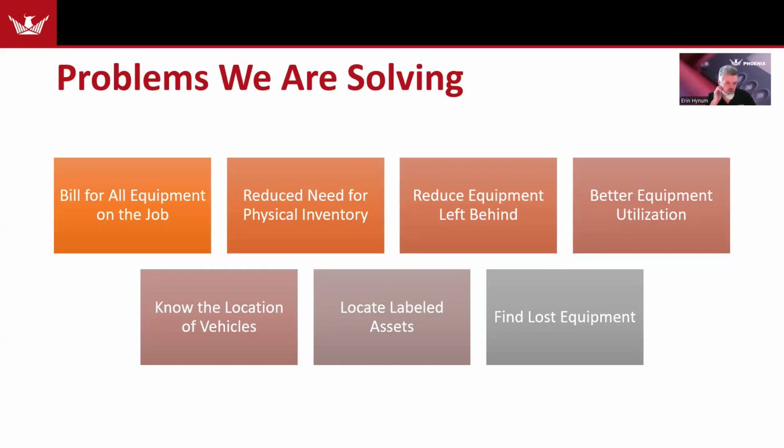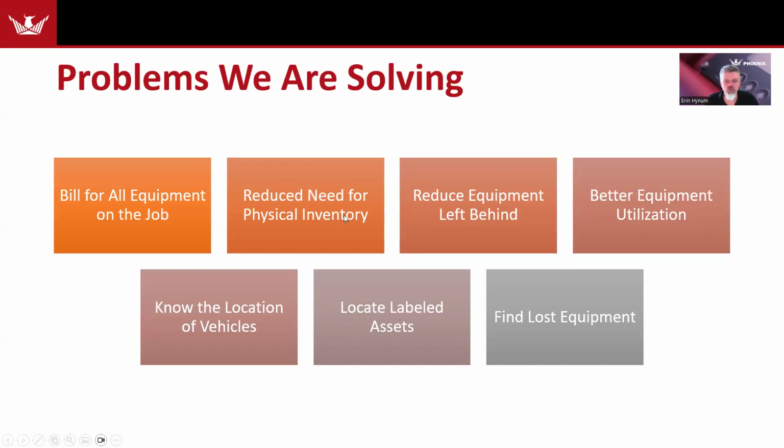Okay, so we'll get started here, starting with problems that we are solving. So billing for all equipment on a job, this is something we found out pretty quickly that if you're keeping track of where all your equipment is, sometimes the technicians go to a job site and they may forget to write down all the serial numbers of the equipment that they put on that job or the names of the equipment. And you might end up finding that you're shorting your company by not billing for all the equipment that was on a job. So this is a pretty big one where you can pay for the system pretty quickly just through this.